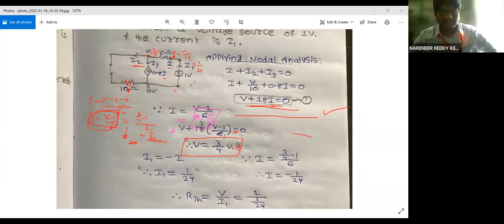So as we are talking, what's the value of RTH? RTH can be given as V by I1, right? So the value of V is 1 and the value of I is 1 by 24. So you get the resistance to be 24 ohms. So this is how we find the value of RTH and VTH. Is that okay?